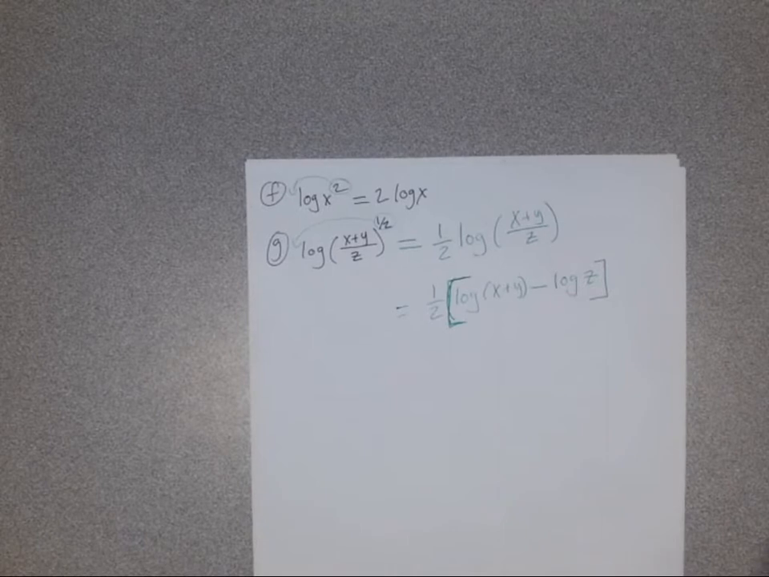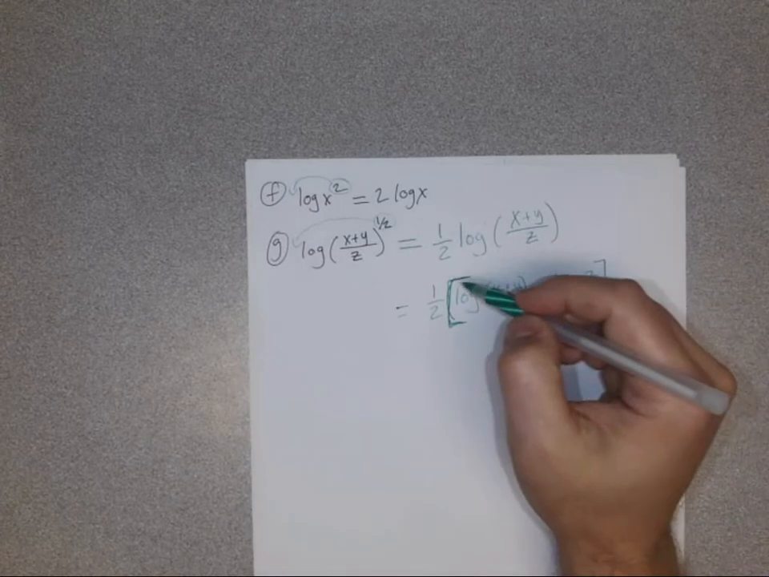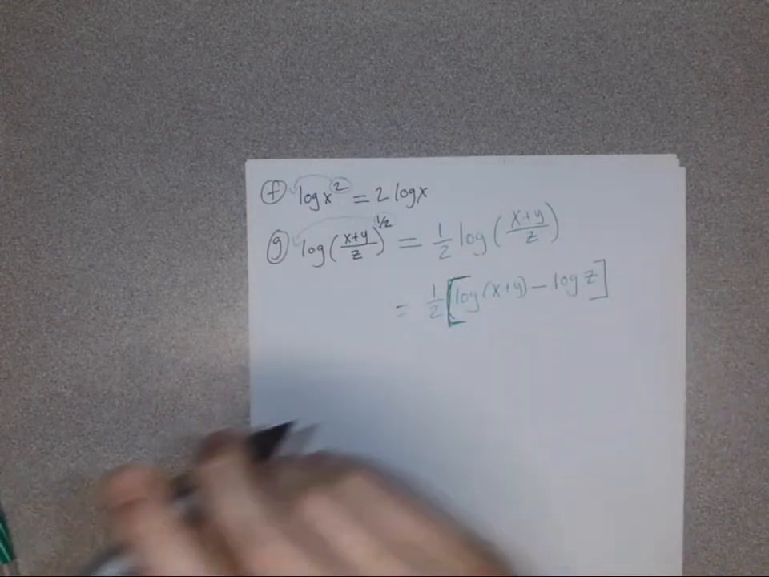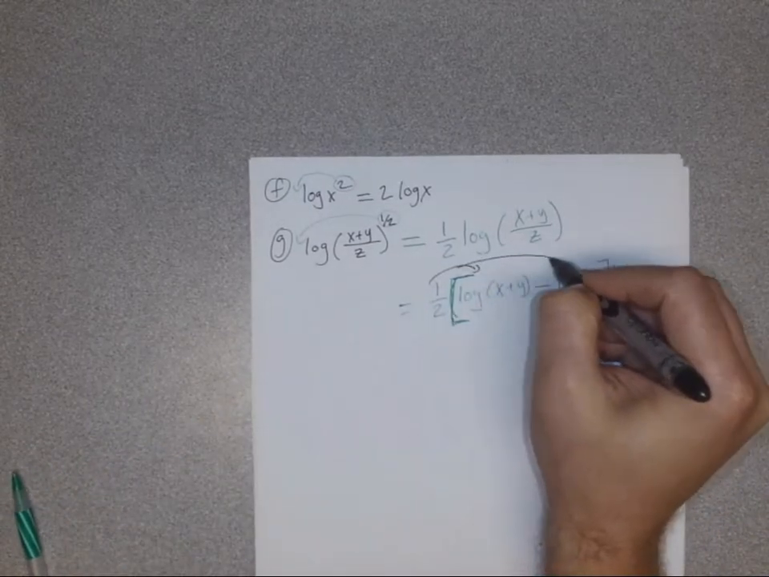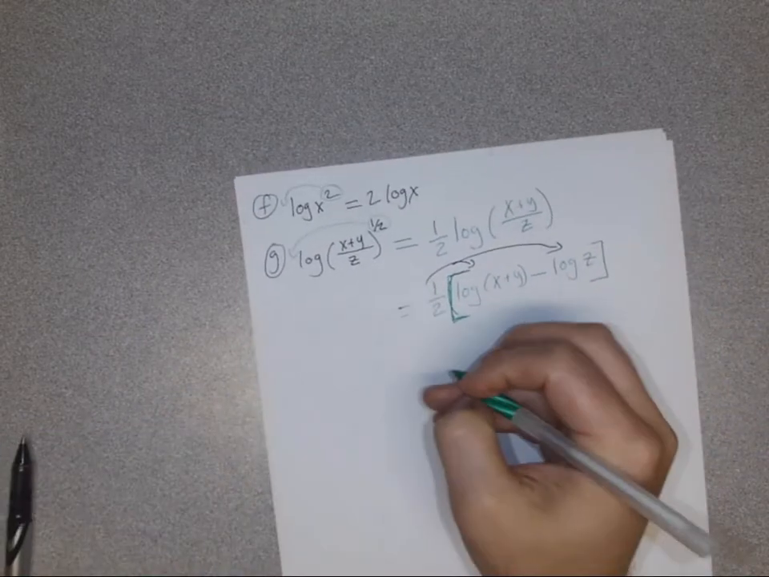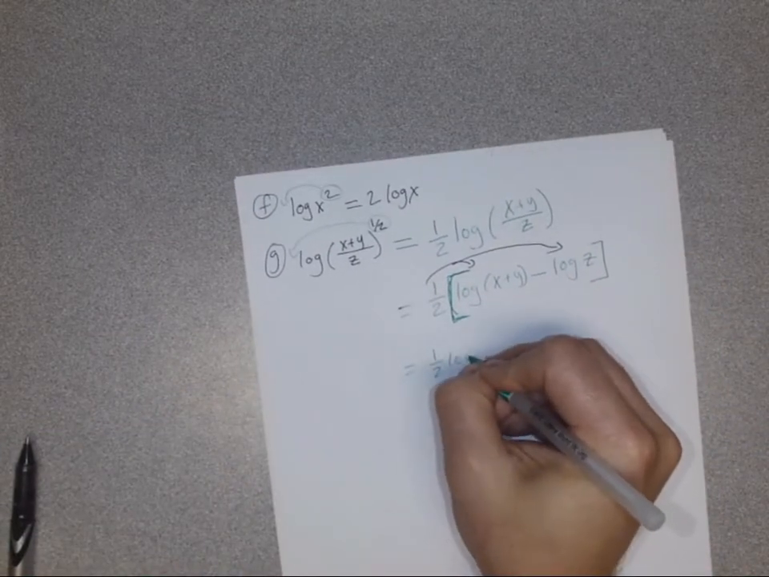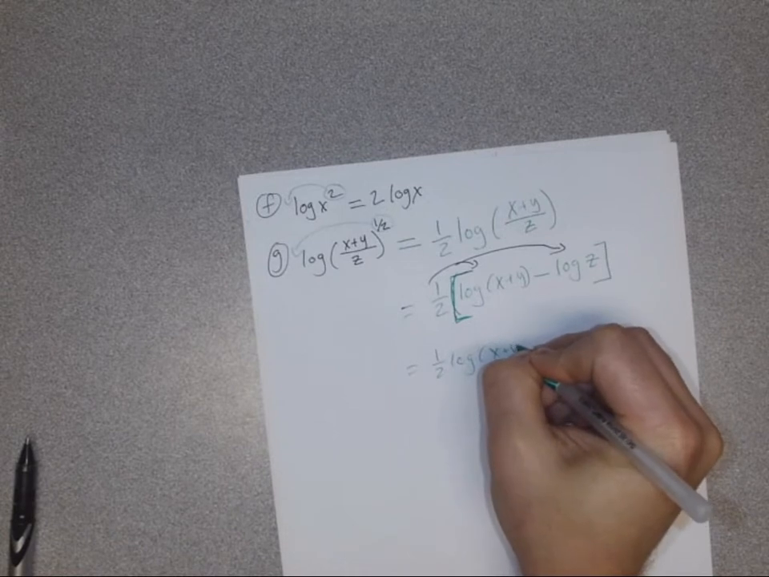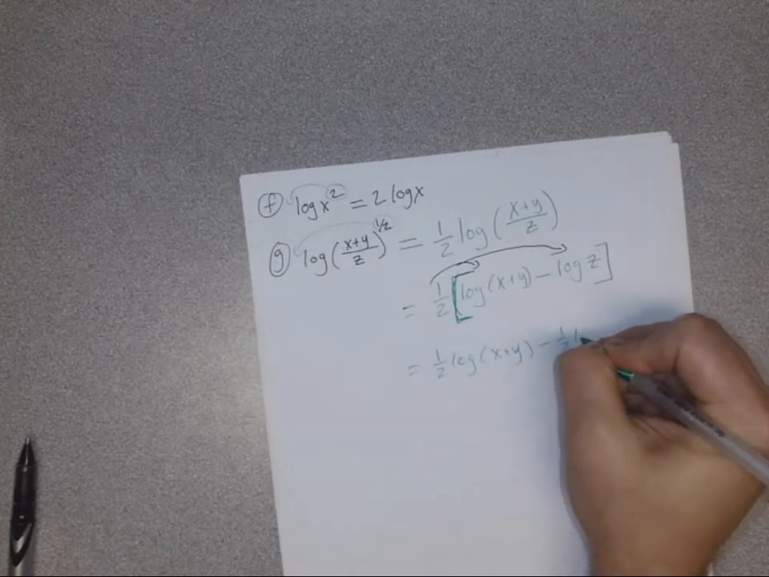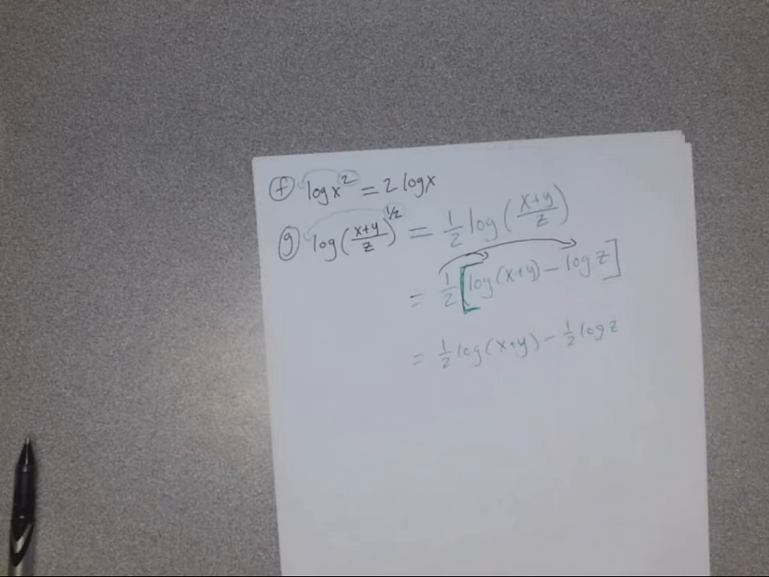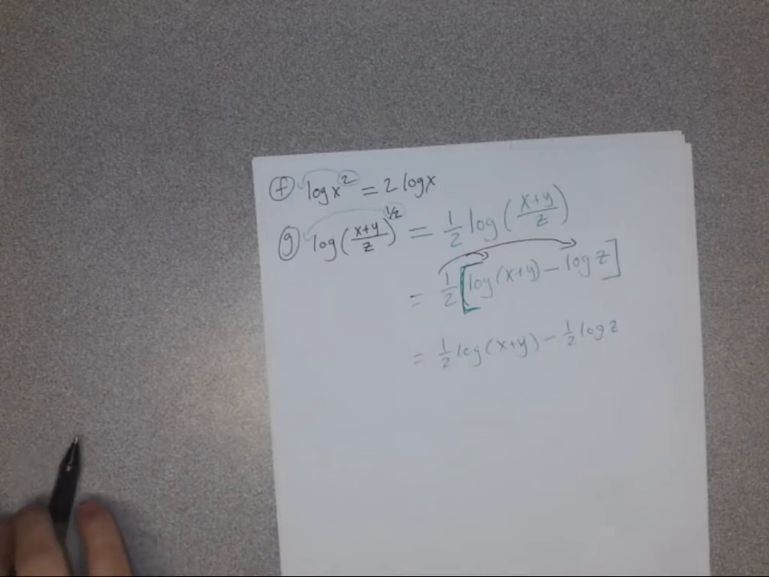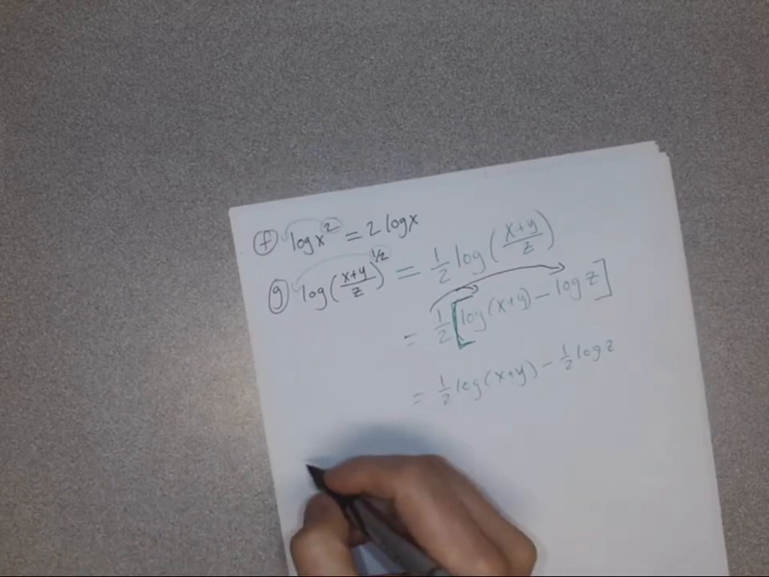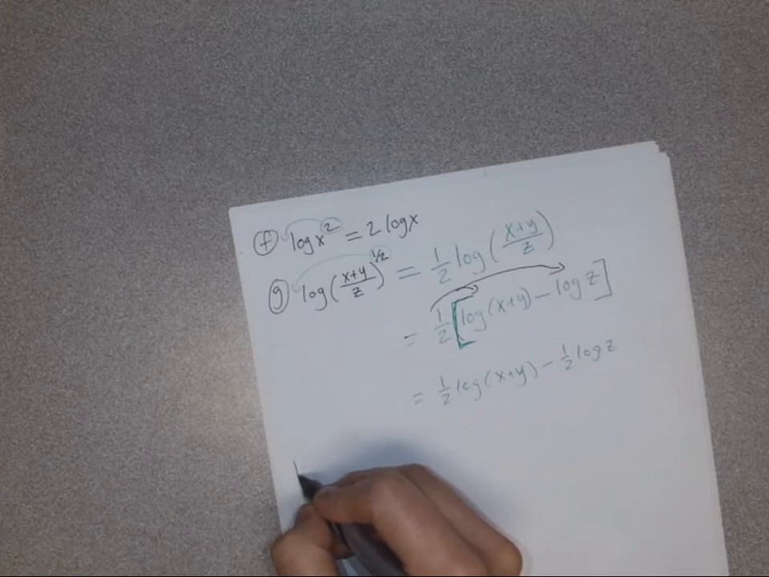I could put parentheses. All right, and then the last thing to do, if we're expanding this as much as we can, is we have to distribute this 1/2 into each of these terms. So that's equal to 1/2 log x plus y minus 1/2 log z. And that would be where we stop for that particular problem. All right, so that's a good example.